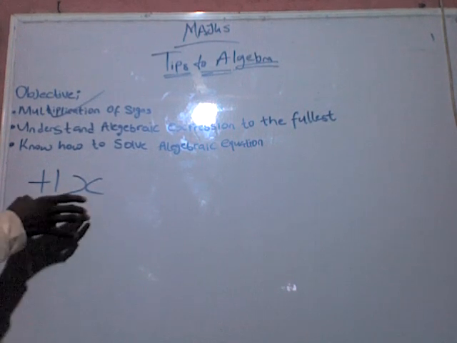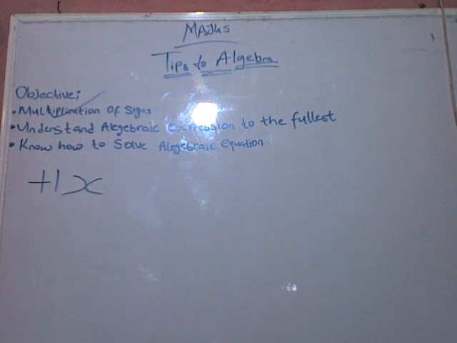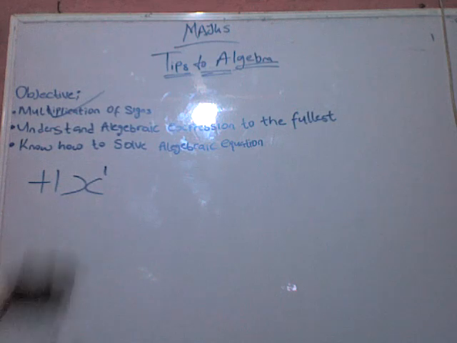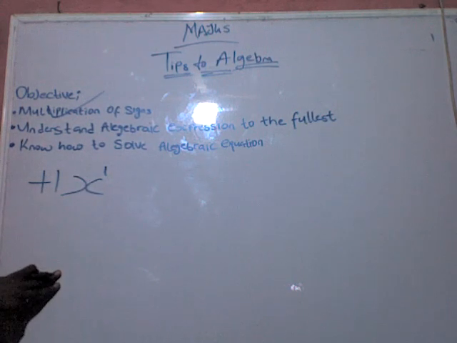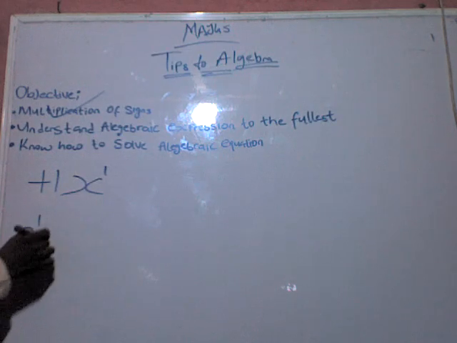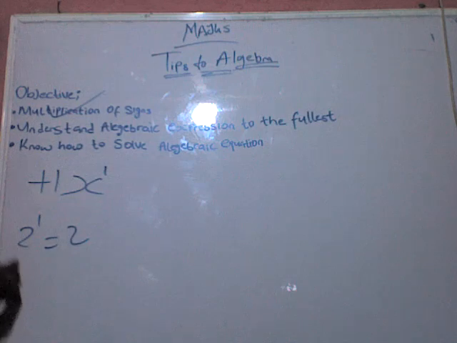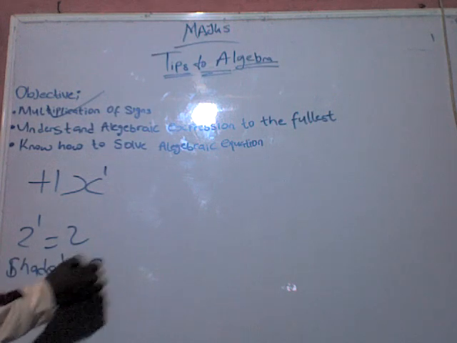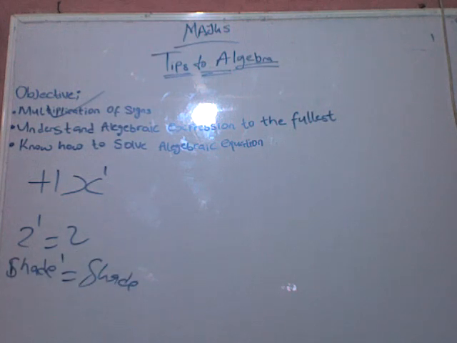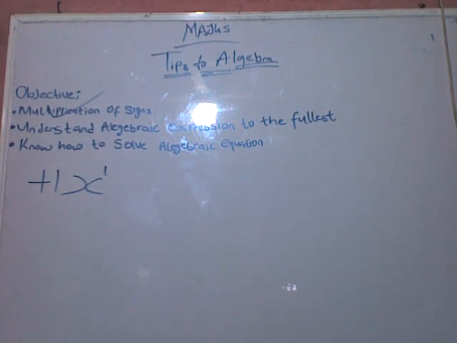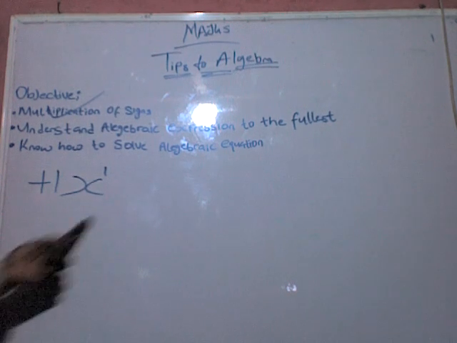Another thing that we know about this X is that it has a power of 1, because any number raised to the power 1 is that same number. For example, 2 raised to the power 1 gives us 2. We could use any number raised to 1, and it gives us that same thing. So that is all we need to know about x.